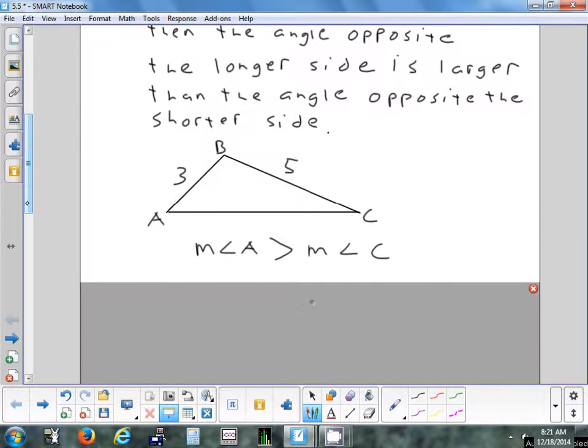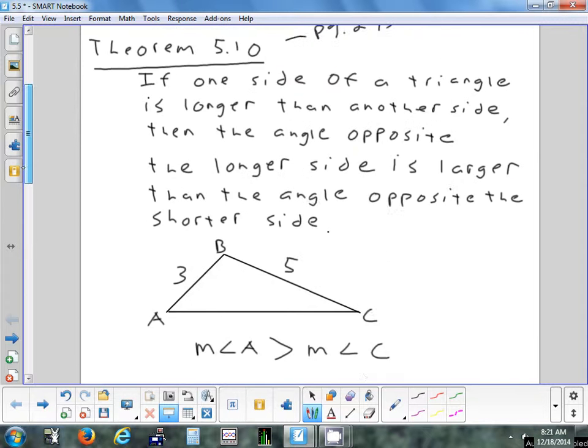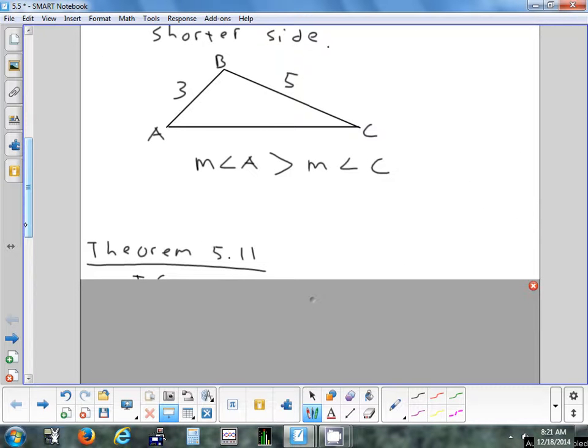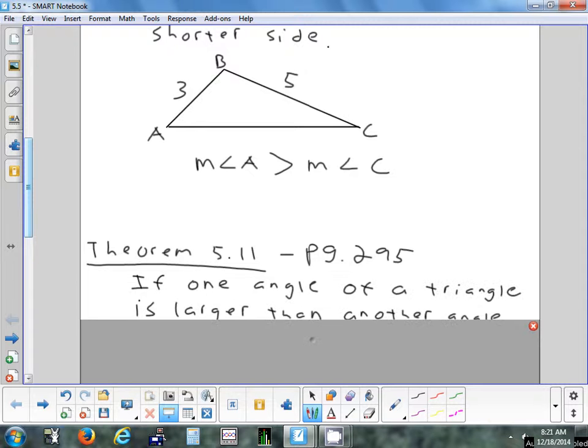Let's look at theorem 5.11. Same page, 295. This theorem kind of switches around what you know. Instead of knowing the lengths of the sides, this time you're going to know how big the angles are. But it's very similar.